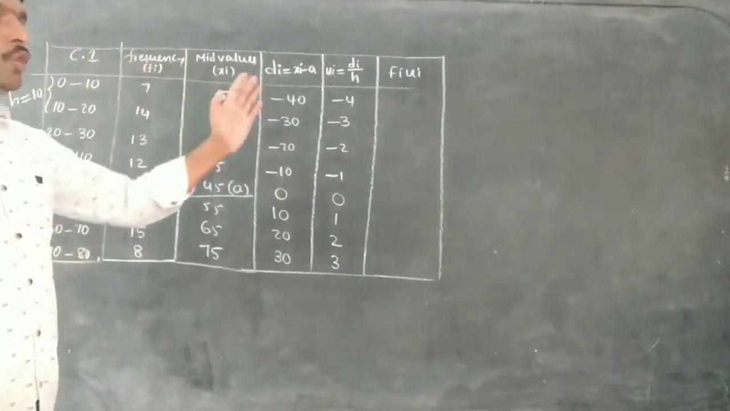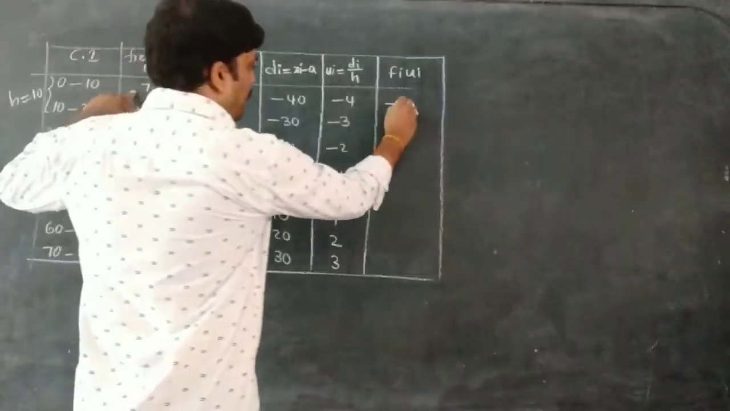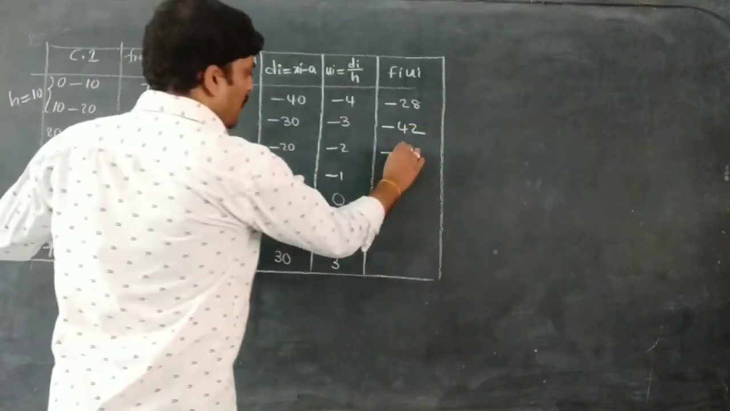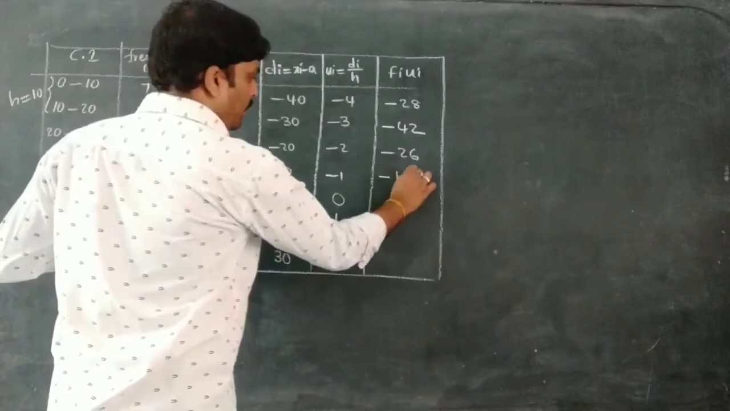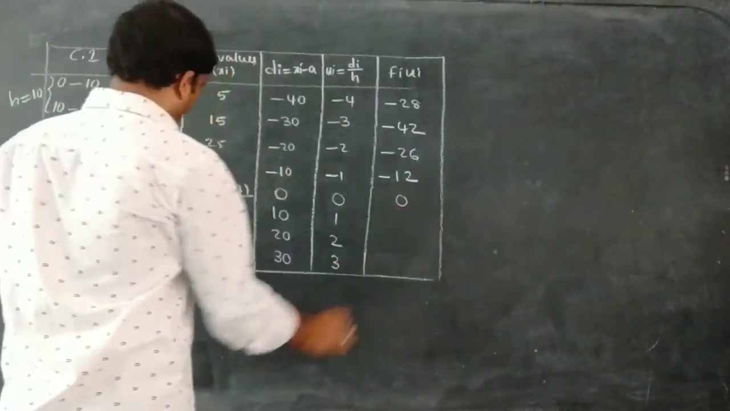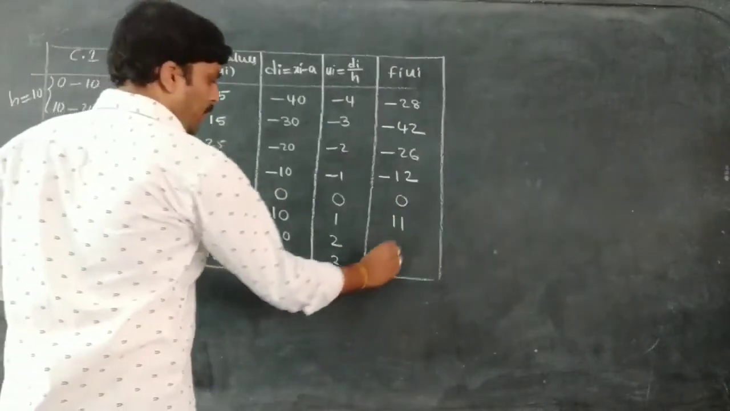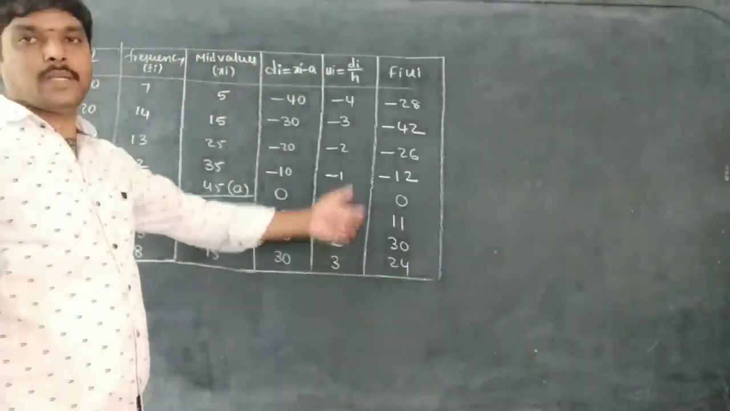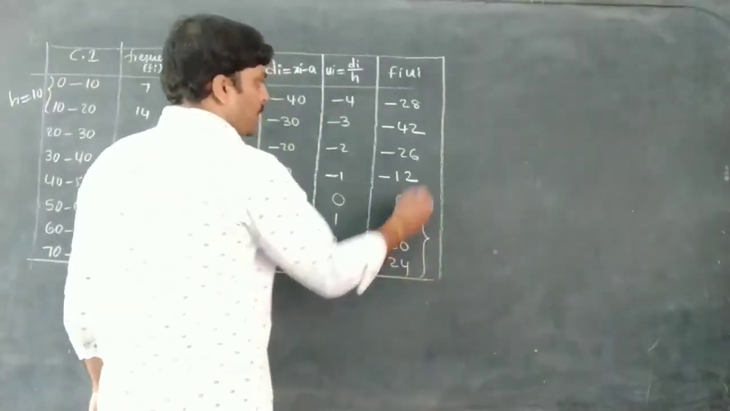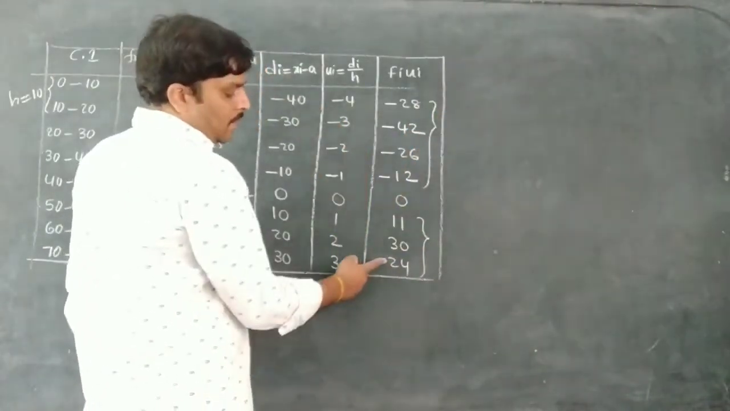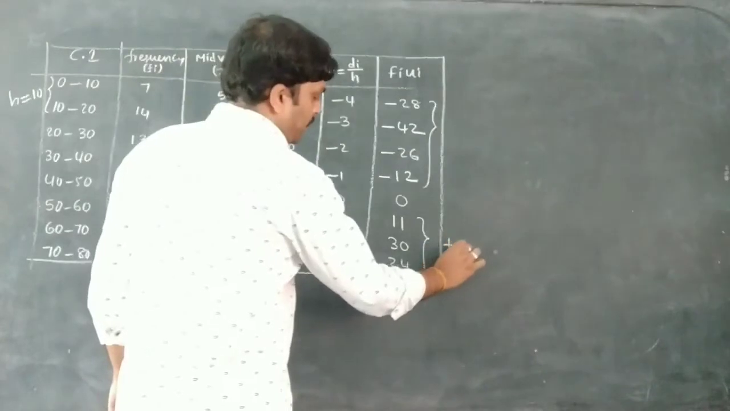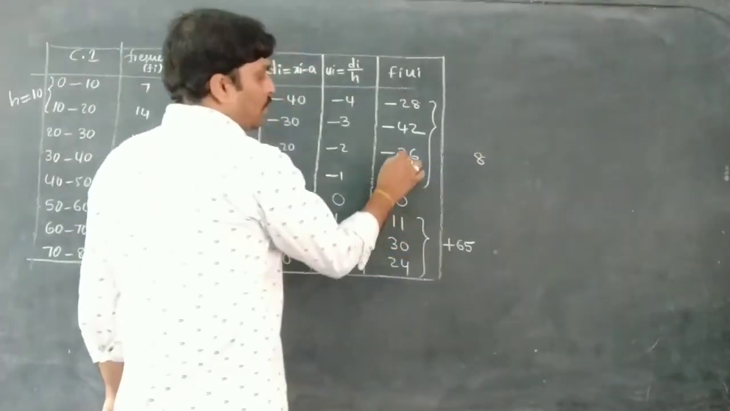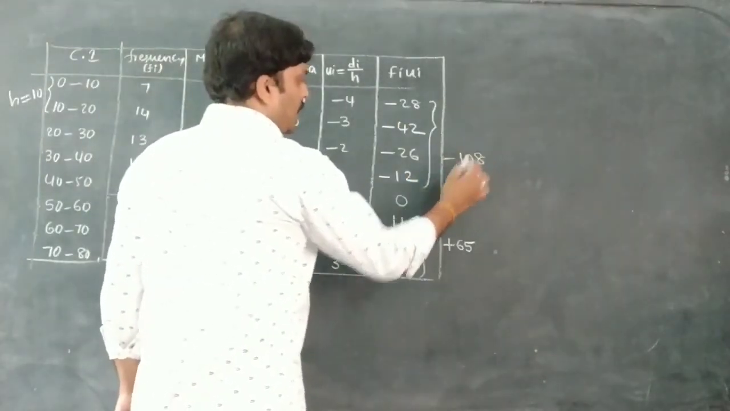Okay, now fi ui. 7 4s are 28, 14 3s are 42, 13 2s are 26, 12 1s are 12, 20 into 0 is 0, 11 1s are 11, 15 2s are 30, 8 3s are 24. Here there are positive numbers and negative numbers. Now positive numbers should be added, negative numbers added. Here 20, 50, 60, 65. Here it is added: 10, 18, 2, 4, 8, 10, minus 108.